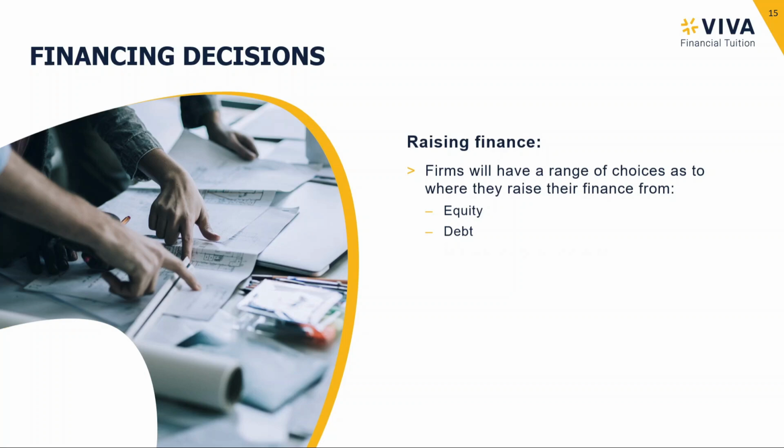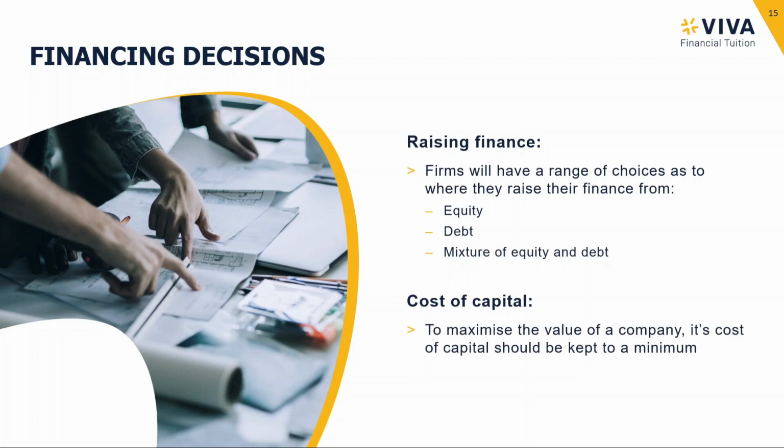What we might decide to do is use a mixture of those two. The other key consideration here is to think about the cost of capital. Our job as a finance manager is to maximise the wealth of shareholders. To do that, we need to maximise the value of a company. Now, one way we can do this is to minimise that cost of capital. Ensure that the financing that we're using is as cheap as possible. If that's kept low, the company value is kept high.